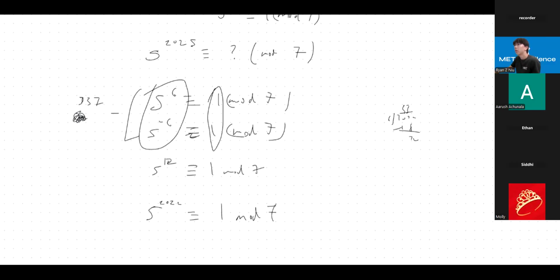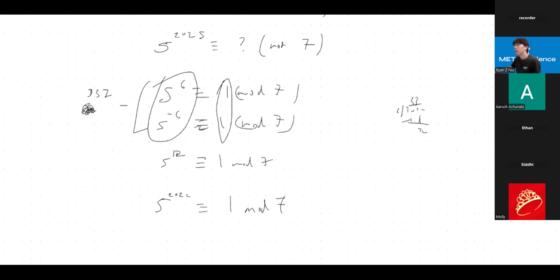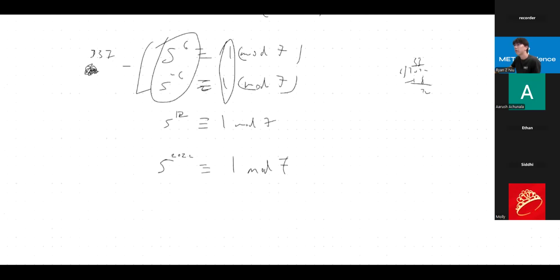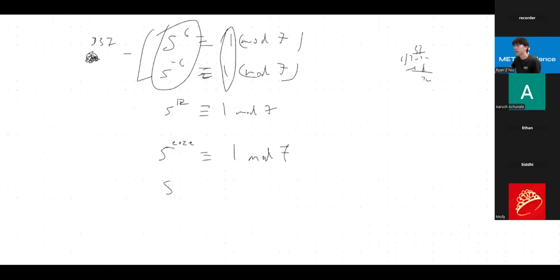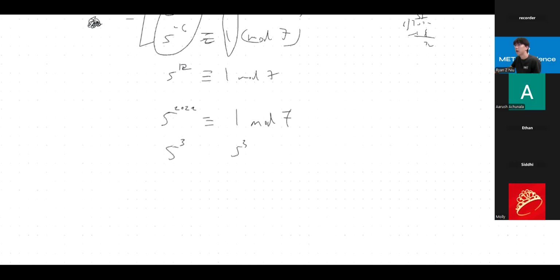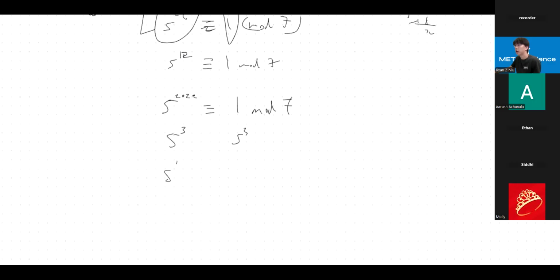And so now that we're in the ballpark, we can simply multiply by a 5 to the third to both sides. So now over here we have 5 to the 2025, which is what we want, and that's equal to 125 mod 7.